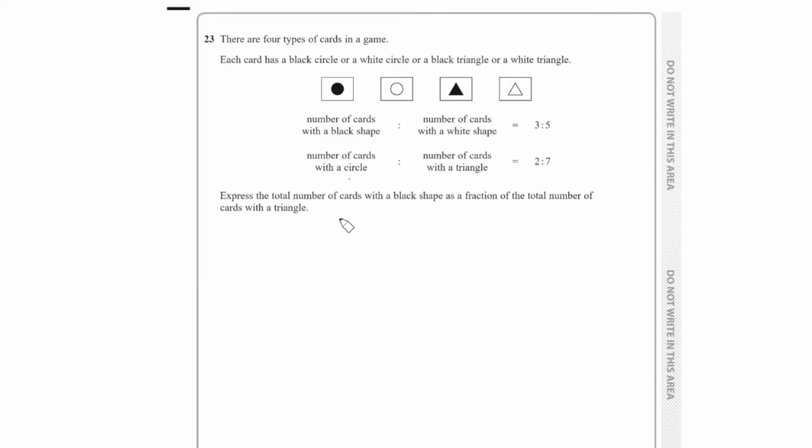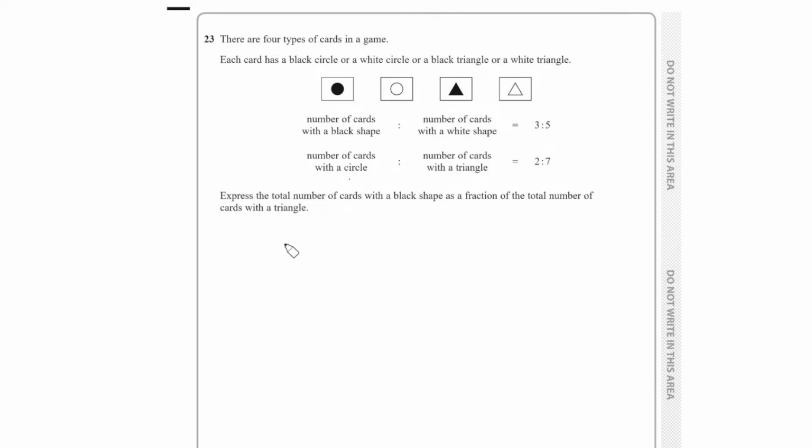So the way that I did it was I converted both of these into fractions themselves. So what do they say? Express the total number of cards with a black shape. So they want the black shape out of the ones with a triangle. So we're focusing on black shapes and triangles.